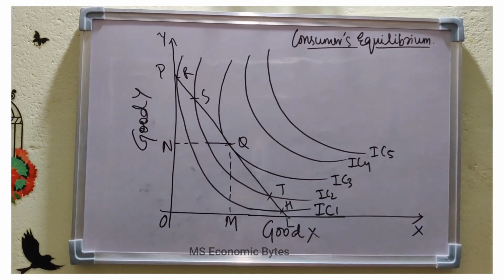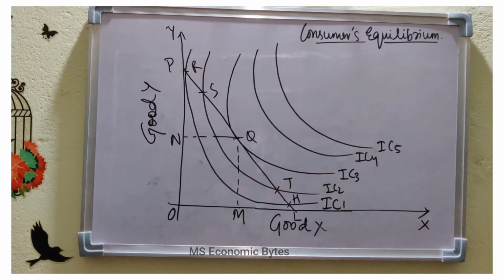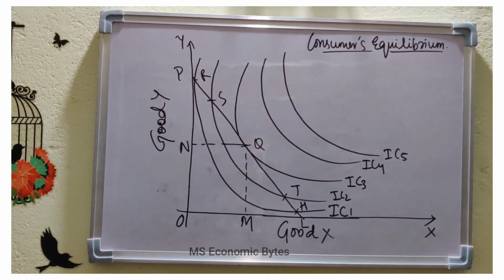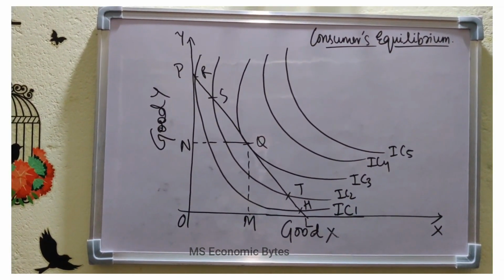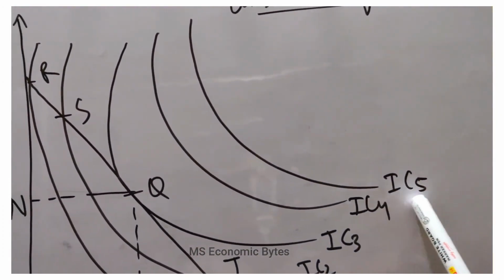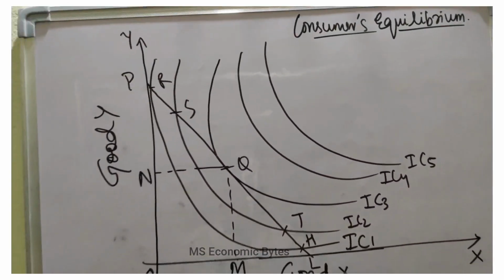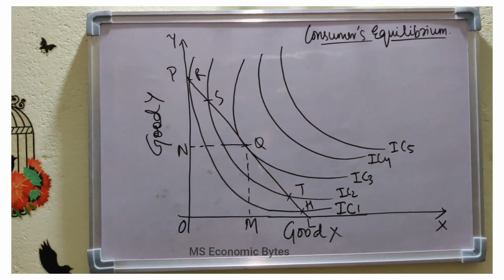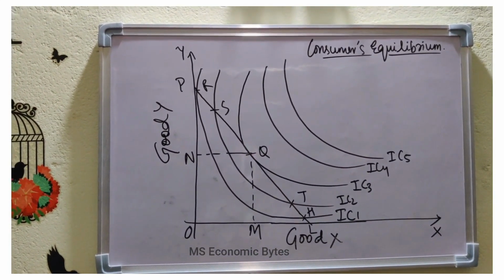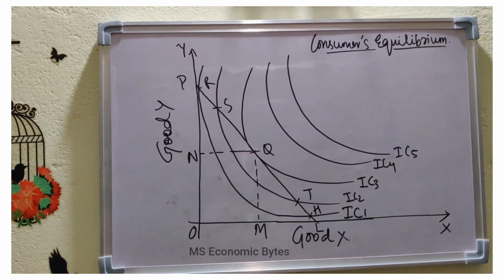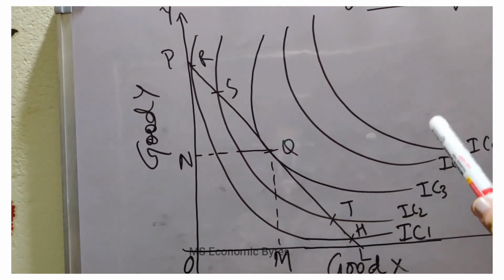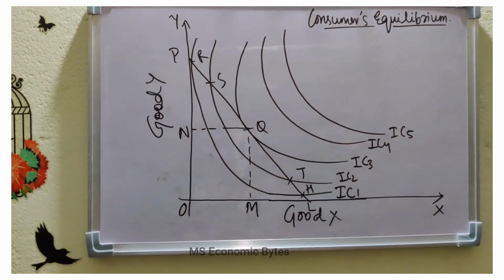Let me explain consumers' equilibrium through a simple diagram. The OX axis represents good X and the OY axis represents good Y. The consumer always wants to reach the highest possible indifference curve. In that case, the consumer will want to reach IC5, which is the highest indifference curve here. But this is not possible. We all know that human wants are unlimited, but the resources, that is our income, are limited. So, the consumer has PL as the budget line. Beyond PL, he cannot move because his income is limited.